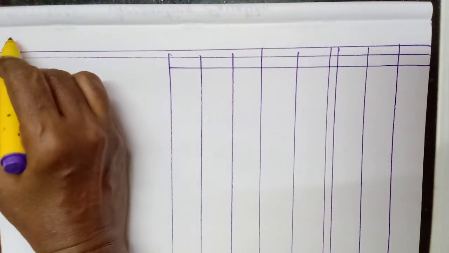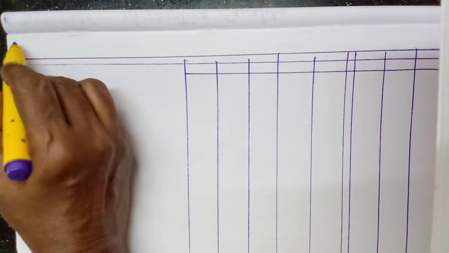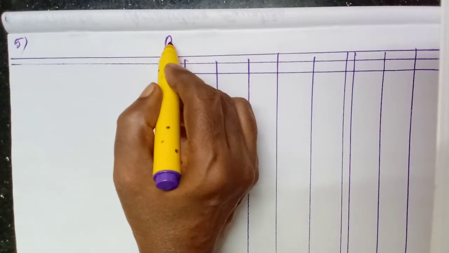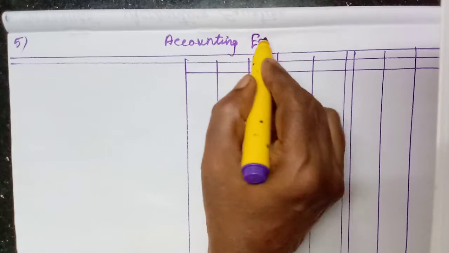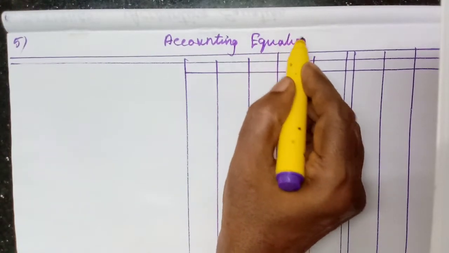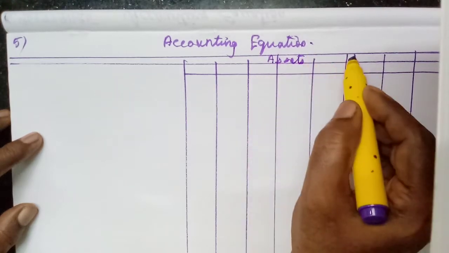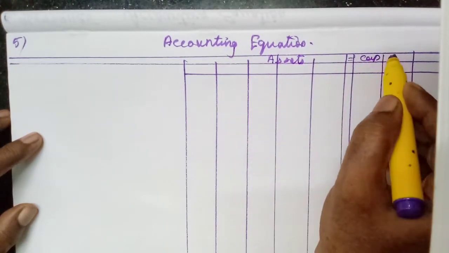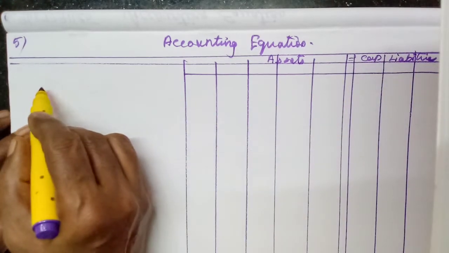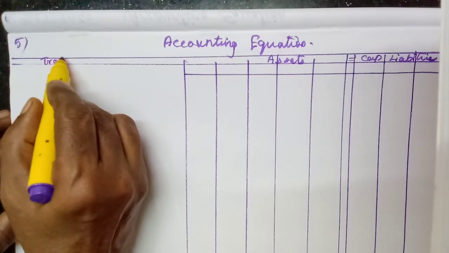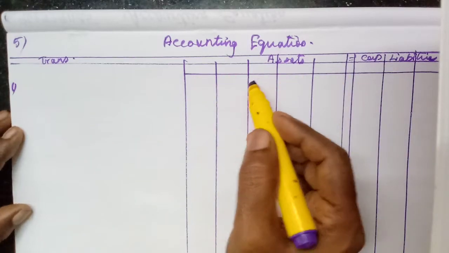Okay, you have to write first the question number. Understand? Question number, illustration 5. Then heading. Here no person's name, so you should write accounting equation. Then write assets is equal to capital plus liabilities. Okay. Now we will write here transactions. You write fully. Now we will write the first transaction. Leave this column. We will write one by one.